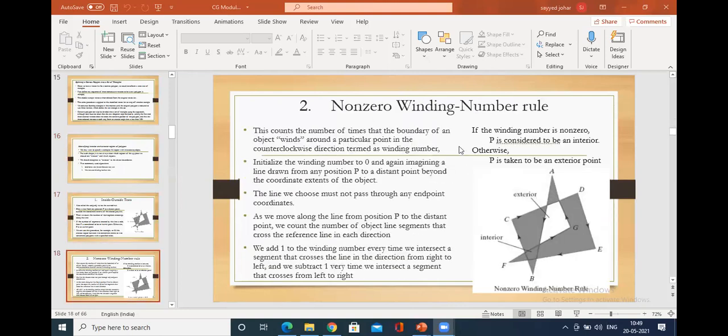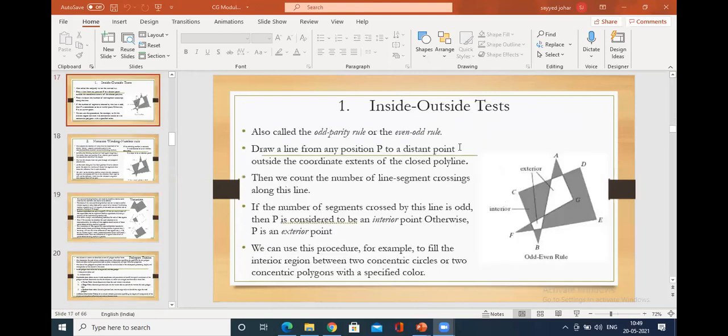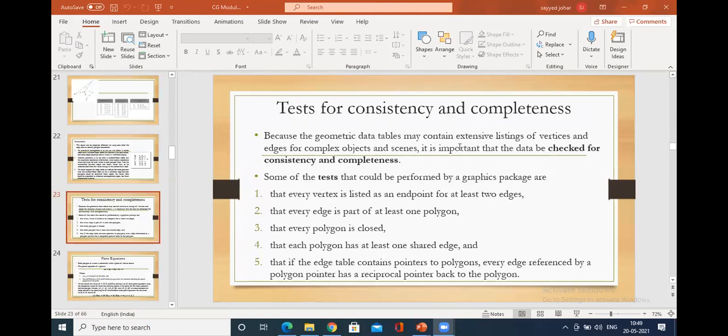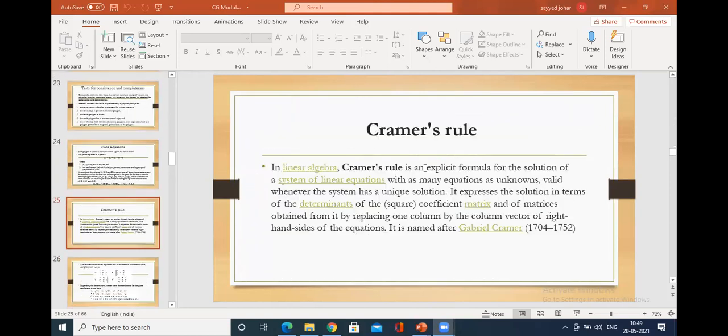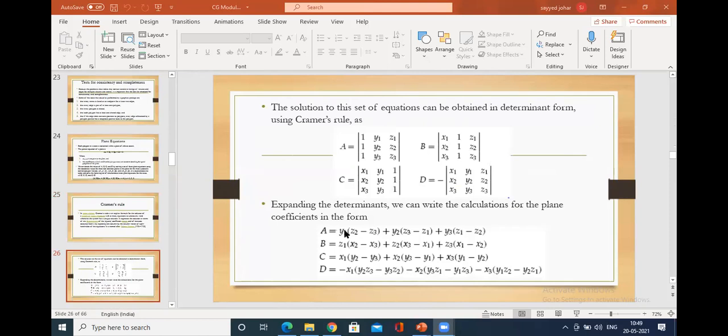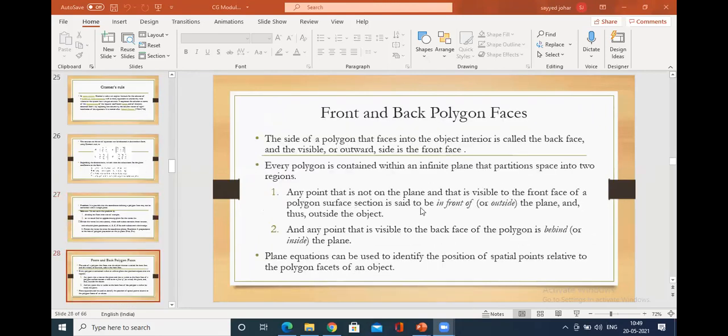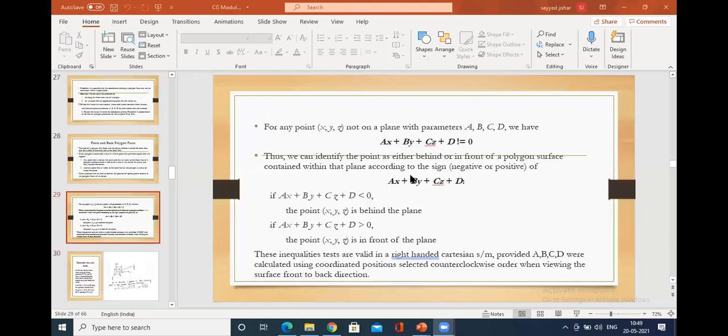So these are all the things that we have come across: inside, outside, non-zero winding number rule, polygon tables, right? So we have seen even the plane equations to identify using Cramer's rule, the normals of a given plane. This I have shown you with examples, that is to identify the front and the back polygon faces. If it is less than 0, the point is behind the plane. Greater than 0, it is in front of the plane.